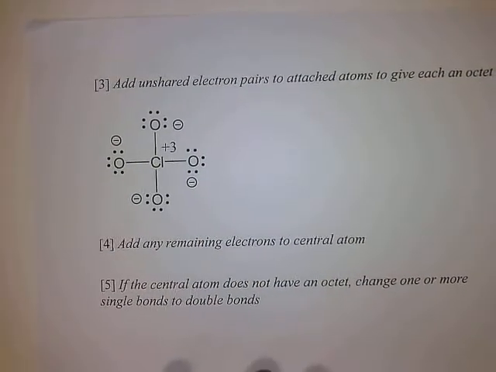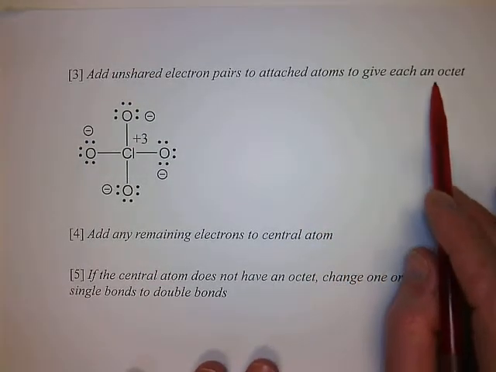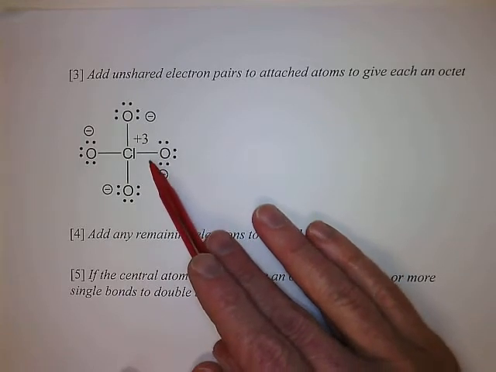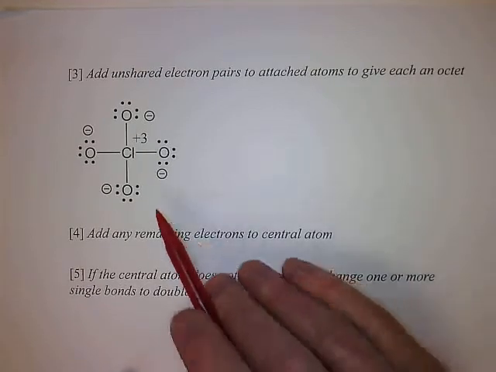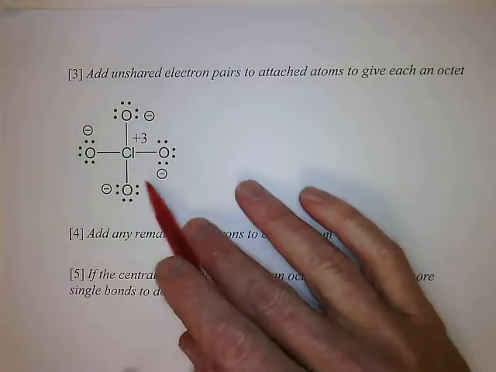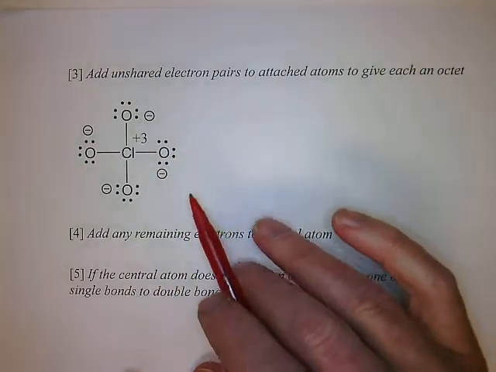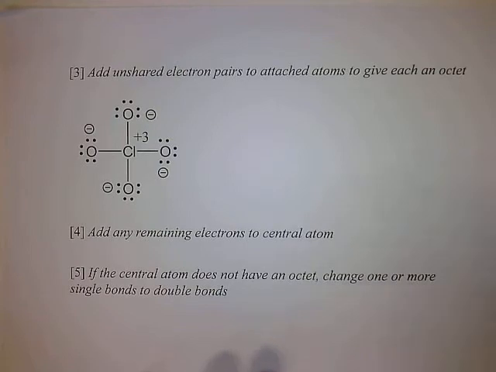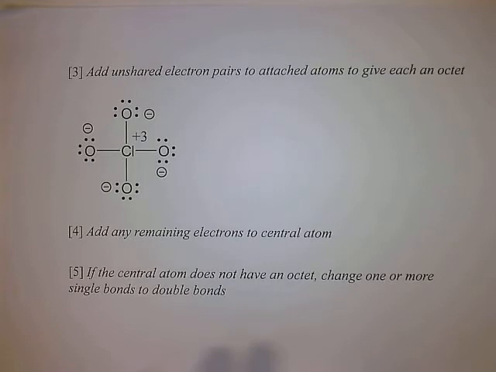So then we add unshared electron pairs to the attached atoms to give each an octet, right? Each oxygen is singly bonded, so we're going to add 3 pairs to each one. So 3 unshared pairs to each of the oxygens. We don't add anything to the chlorine. And I've already figured out the formal charges here: each oxygen has a -1 formal charge, and the chlorine has a +3 charge.